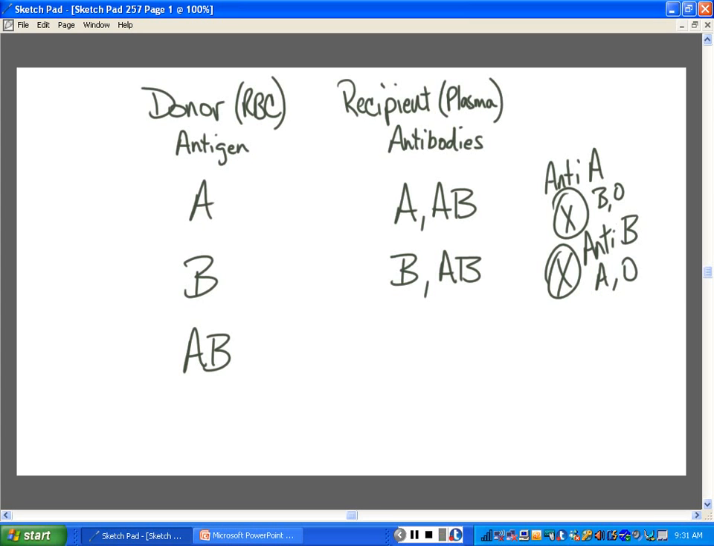They have both antigens on the surface. So if there is anti-A, it would clump. If there is anti-B, it would clump. They can't give to anybody that has those things. Well, everybody has them except other ABs. AB can only give to AB.